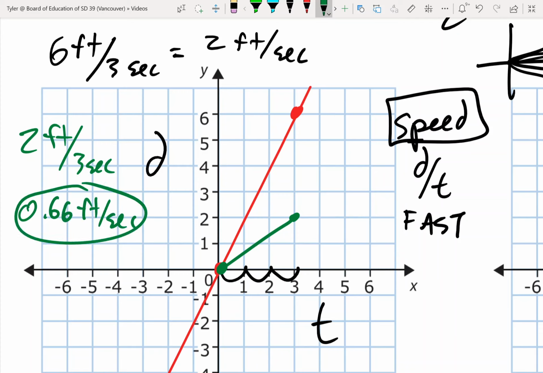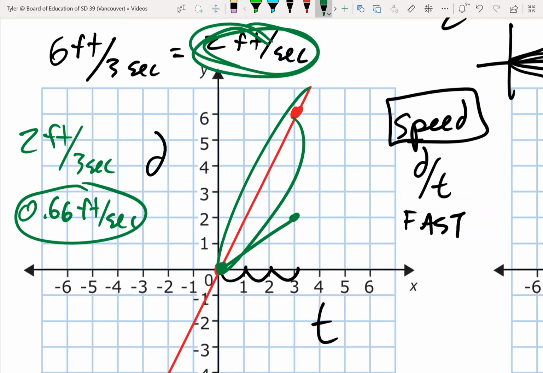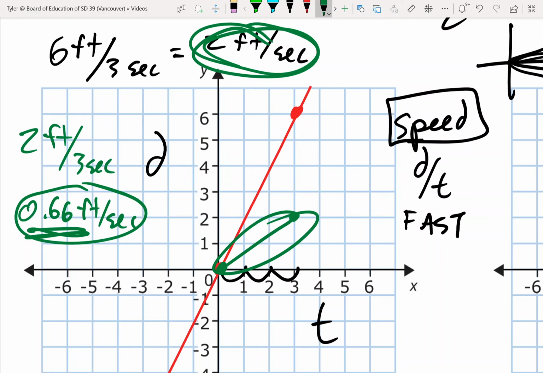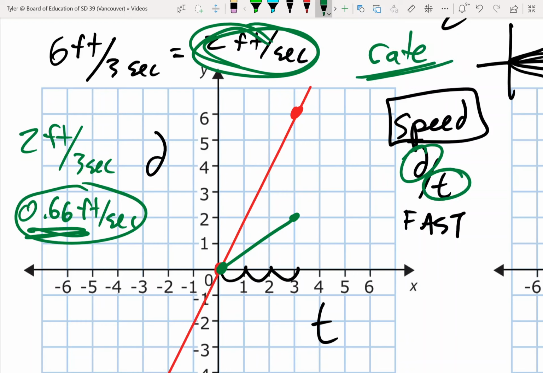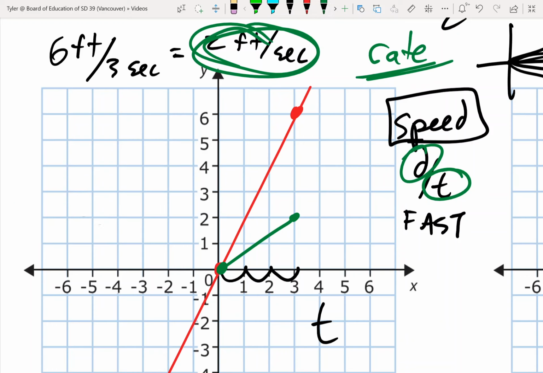So looking at these two, which one's faster? Clearly this one, right? The steeper line. This one, which was a fraction, was the shallower line. So that's basically what's happening, that's what it means to be a steep line, to be faster. We're not always dealing with distance and time. It can be different things, but that just means that the rate is faster, whatever it is you're comparing, okay? So let's go over again how to calculate this.